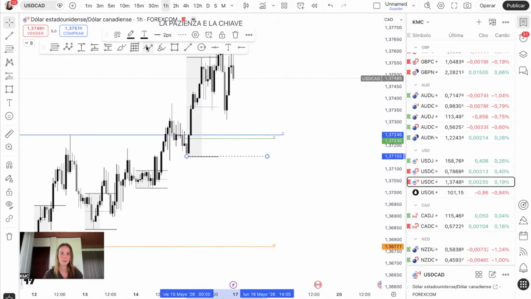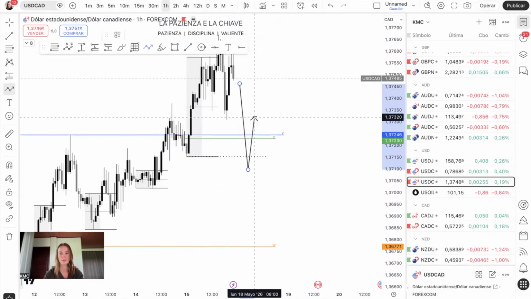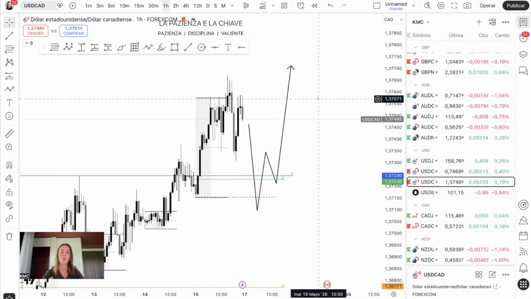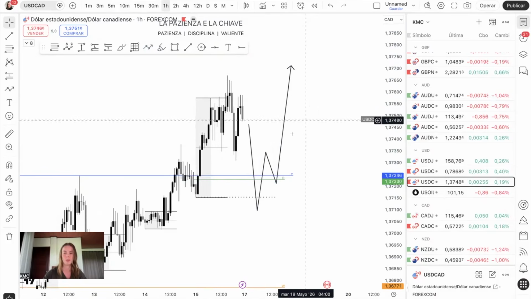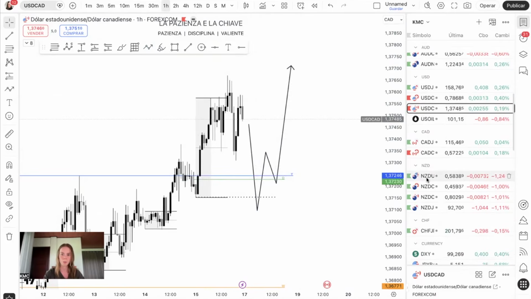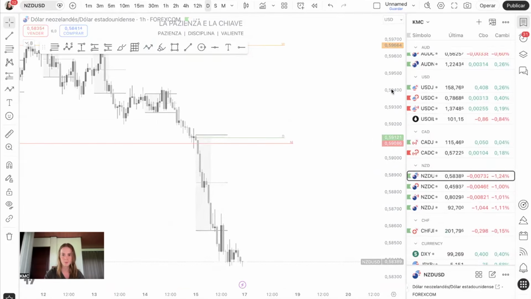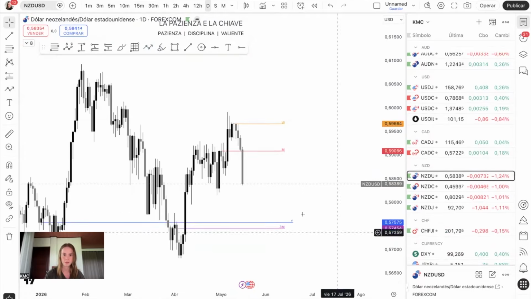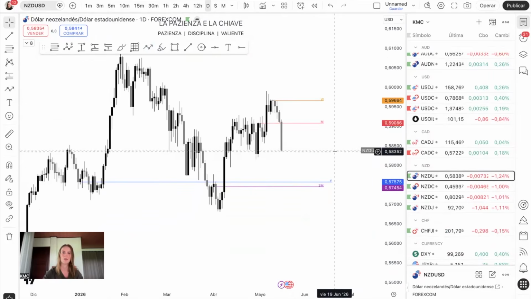So for me, I would like to see on the 1 hour that we can take out this low, and from there look for more upside and go look for longs. And of course with the yearly open, and there was the daily from last week, because it's obviously Sunday and the markets are closed.